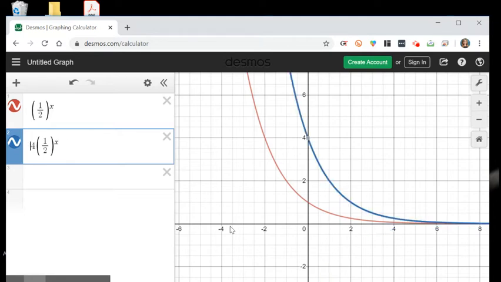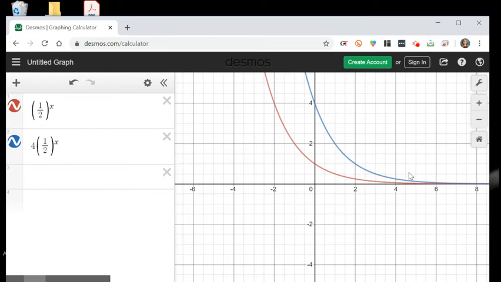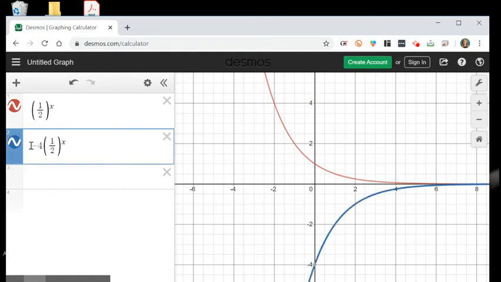It actually created a mirror image of when it was positive. So it changed the y-intercept, but it kept its position relative to the x-axis. So those are the kind of things that we want to start finding patterns with.